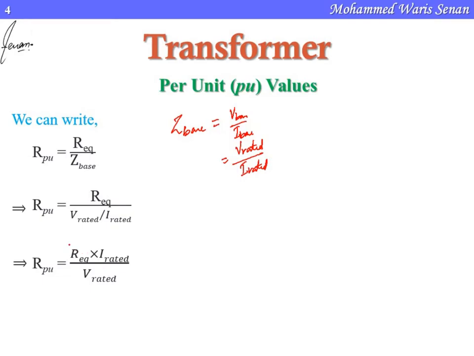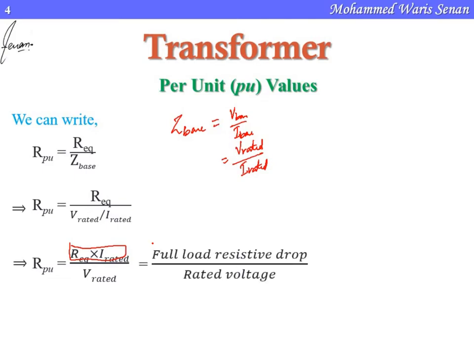Now if you look closely, what is this I rated into R equivalent? This is the voltage drop across the equivalent resistance at rated current. Rated means full load current. So we write this I rated into R equivalent as full load resistive drop. So this R per unit will be equal to full load resistive drop divided by rated voltage. And we know that this full load resistive drop will be in voltage. So if this voltage is divided by the rated voltage, it will be in per unit now. So we can write this R per unit as full load resistive drop in per unit.